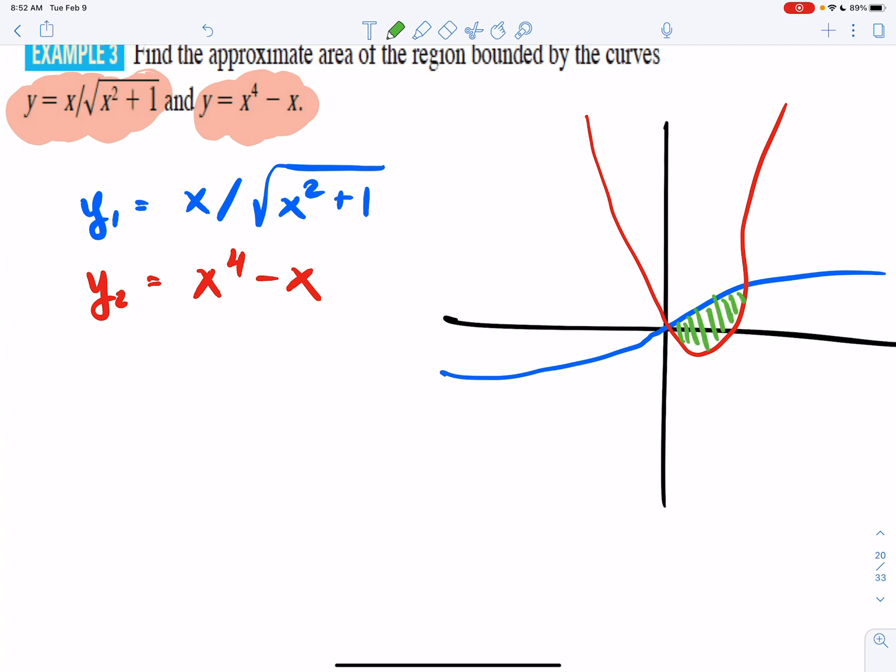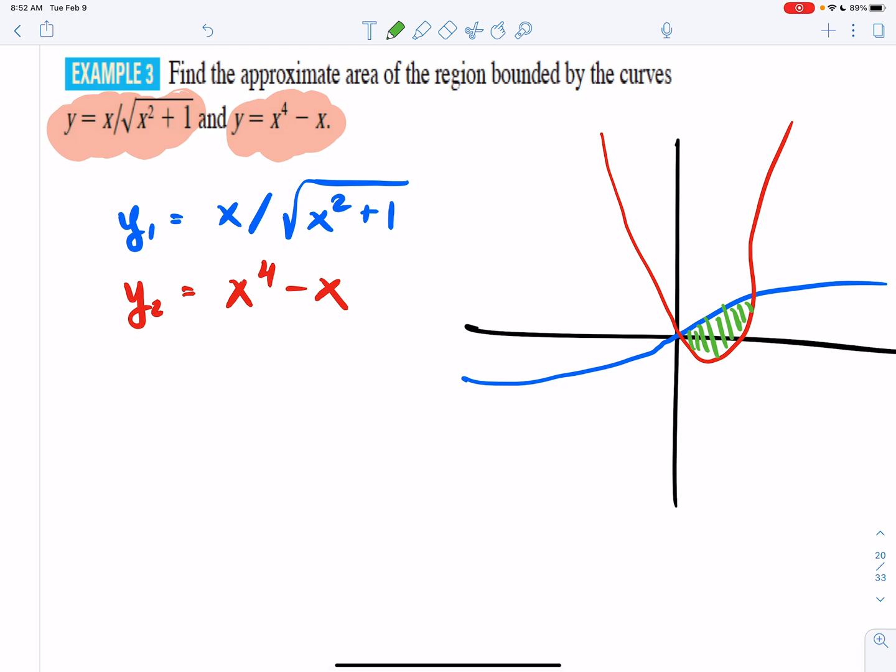So what does that tell you? Think about what information you already know as of now. Press play when you're ready. Right now, we know what our top and bottom function is. Clearly, if you're in that green region and you walk all the way up, you're going to hit that blue function, which is y1. So this is going to be y1 minus the bottom function y2.